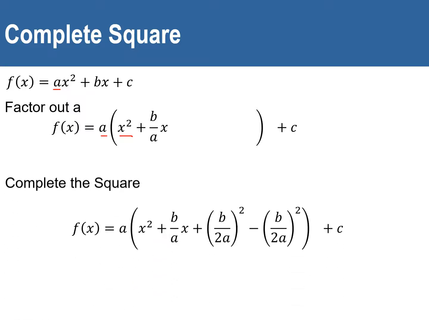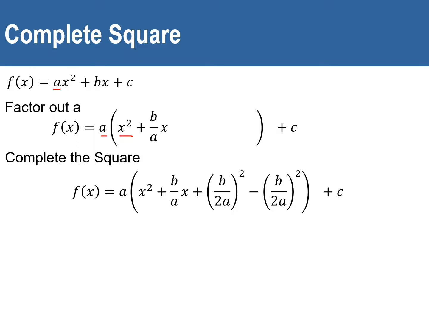So you remember when we complete the square, we take the middle term, this b over a, divide it by 2, and square it. And so we add that in, but what we add in, we also have to subtract back out. So that was why you needed that big space there.